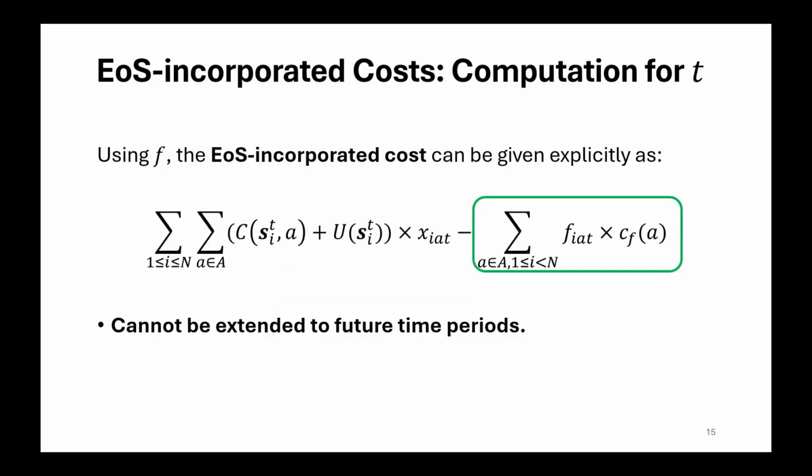So, of course, finally, we have the total costs minus the EOS savings. That's our cost for the current time step when considering EOS. But of course, as you might have seen, the calculation itself also requires, again, our states and our actions, and this cannot be extended to future time steps. So what do we do?